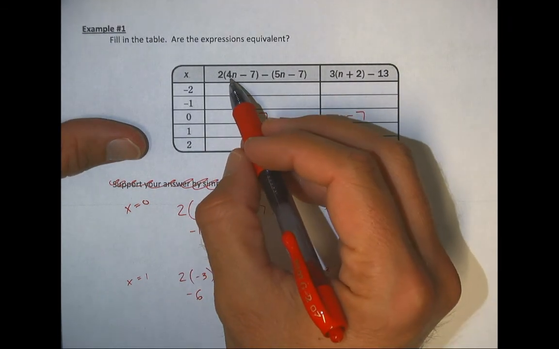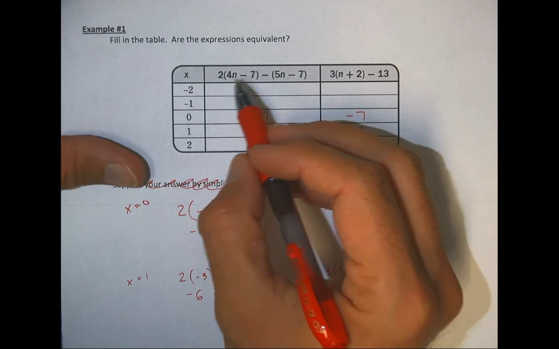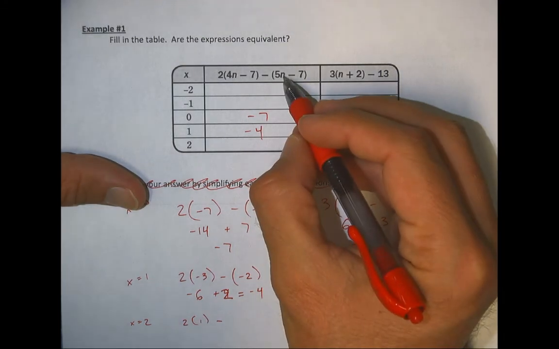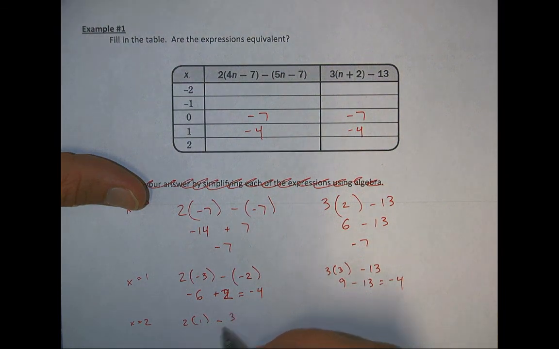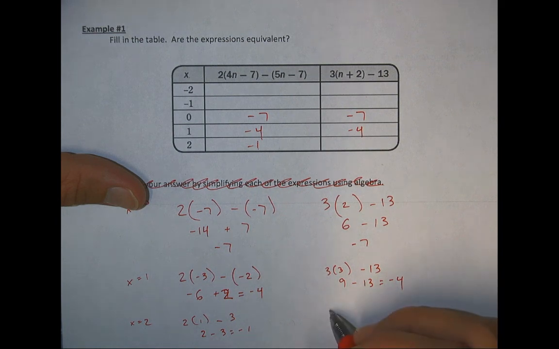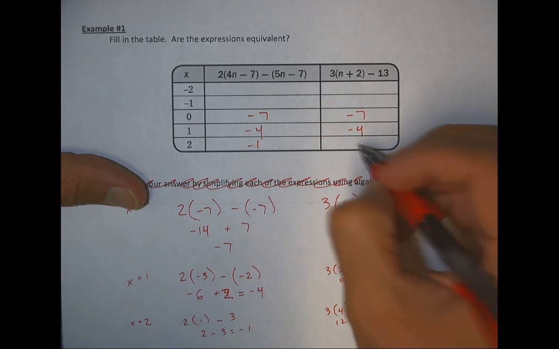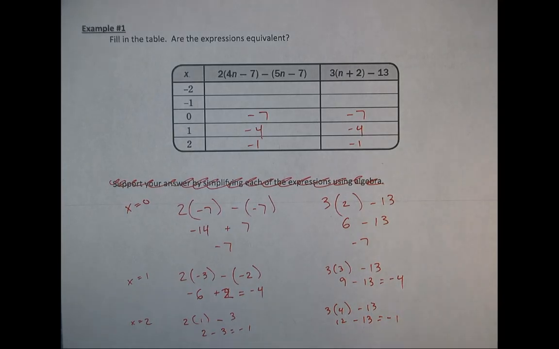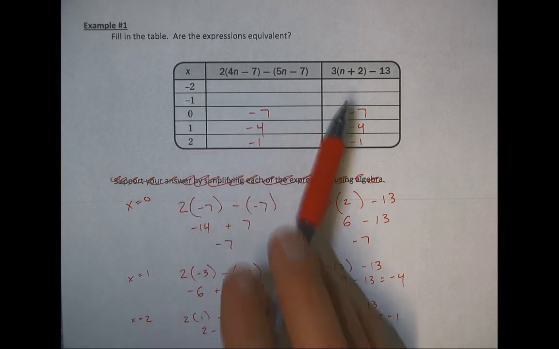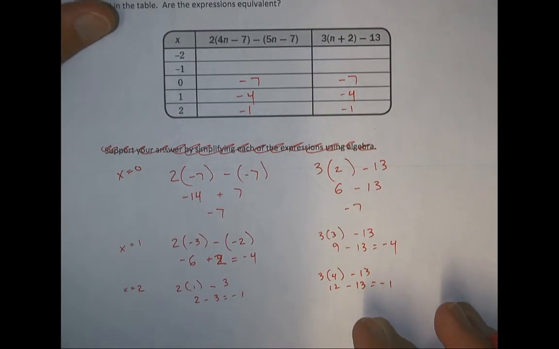Let's plug in 2. 4 times 2 is 8. Minus 7 is 1. So it's going to be 2 times 1 minus 5 times 2 is 10, minus 7 is 3. So this is 2 minus 3, so negative 1. Plugging in 2 here, 2 plus 2 is 4, so it's 3 times 4 minus 13. That's 12 minus 13, and that's negative 1. So far so good. But we have also seen numerous examples where positives work and 0 works, but then negatives do not. So we have to test those negatives out.